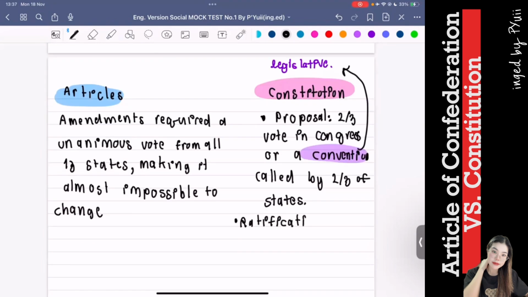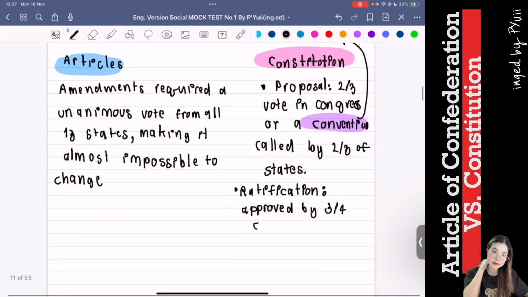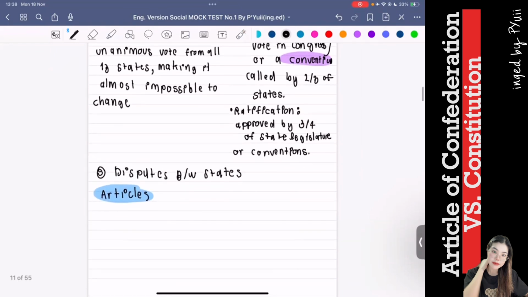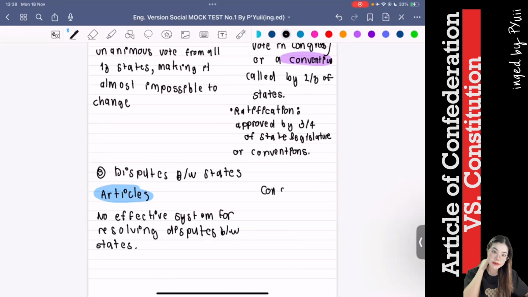Ratification, คำว่า ratify หรือ ratification คือเหมือน approve, by 3 out of 4 of state legislatures or conventions. There is no topic about disputes between states in the Articles; no effective system for resolving disputes between states. On the other hand, for the Constitution there will be a federal court, including the Supreme Court, for resolving disputes.